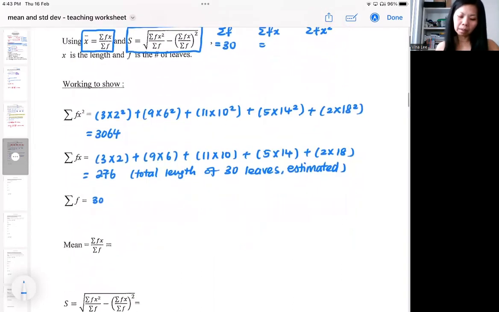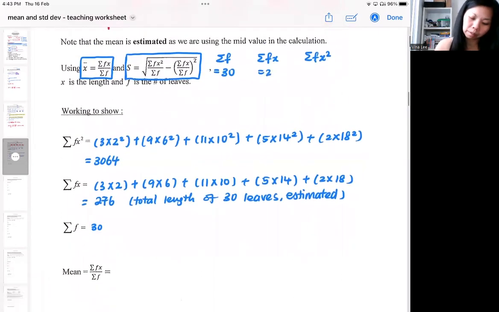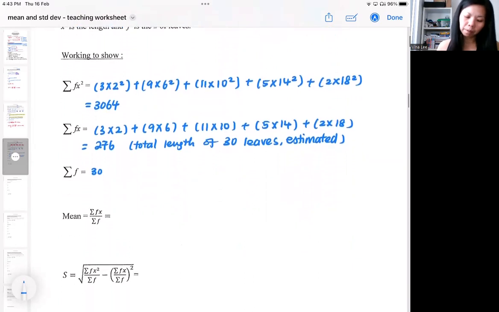So again, let's apply the formula. So right now I got 276 and I got 3064. So apply the formula, you get the total length divided by 30. So that will give you the average length. So it's around 9.2 centimeter.